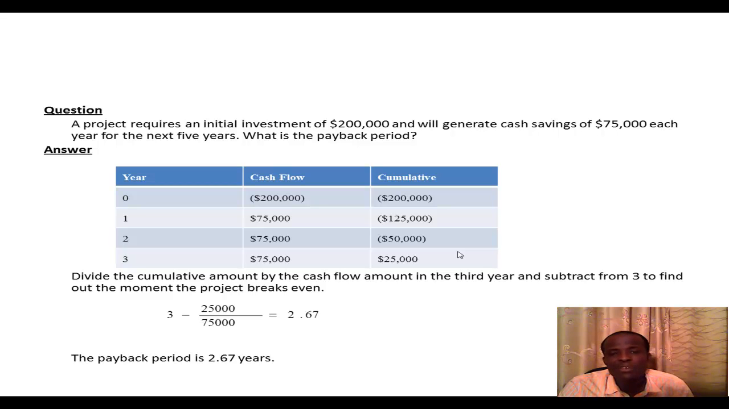What is the payback period? Interesting. So you see that in year zero, the initial investment, it's 200,000. I put a bracket there just to show that it's a negative, that's cash getting out of you. Year one, there's a cash saving or cash generation of 75,000.